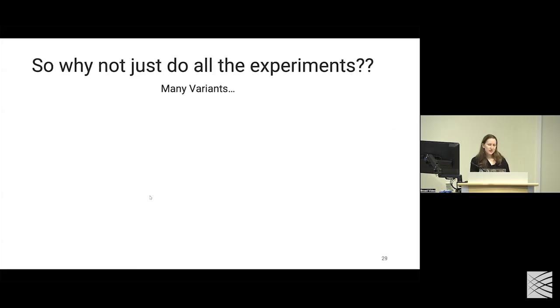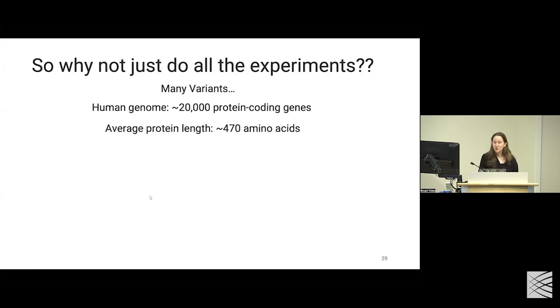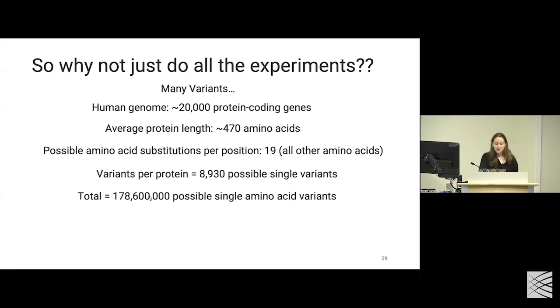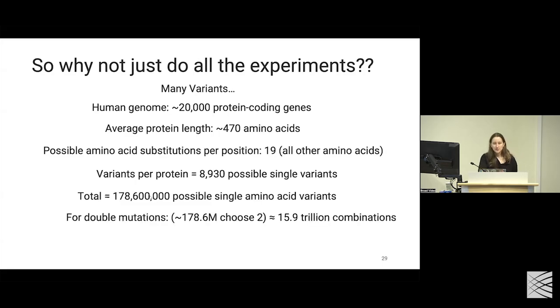So why not do all these experiments? Seems like a good idea. Well, the human genome has about 20,000 protein coding genes. Average protein length is 470 amino acids. Possible amino acid substitutions per position is approximately 19. Variants per protein is around that number. This leads to a very large total of possible amino acid substitutions, just singles. For double mutants, this goes up to 15.9 trillion combinations, and triple mutations becomes astronomical.